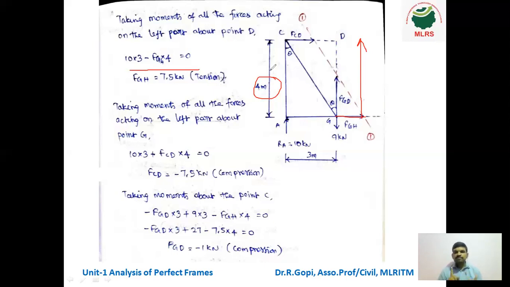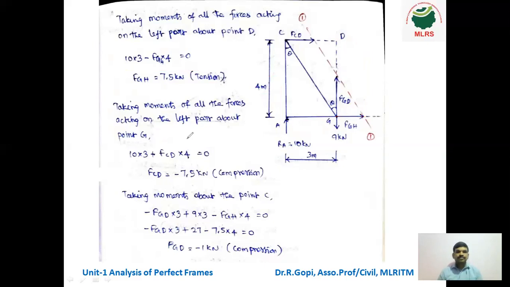So only two things you have to remember. One is, for which member you want to know the force, just see the opposite joint of that member and take the moment. This is the first one. Second one is, take the moment of all the forces about that point. That's all. Here, D.